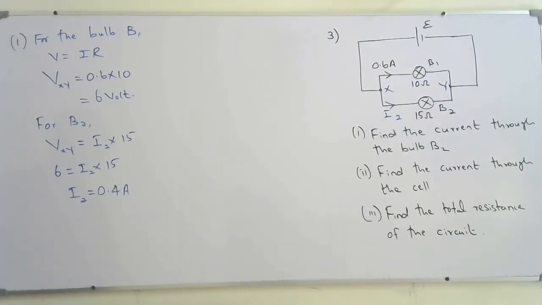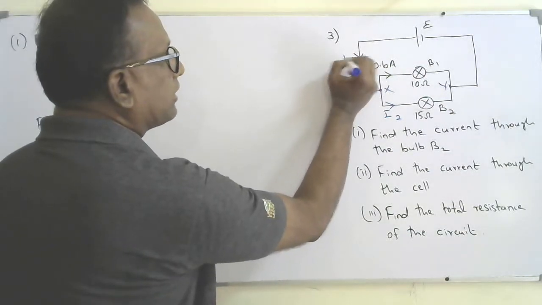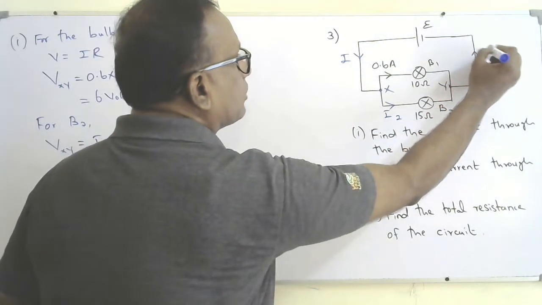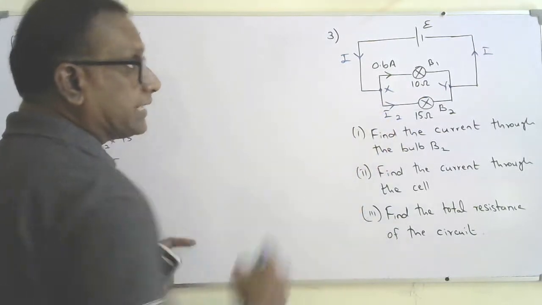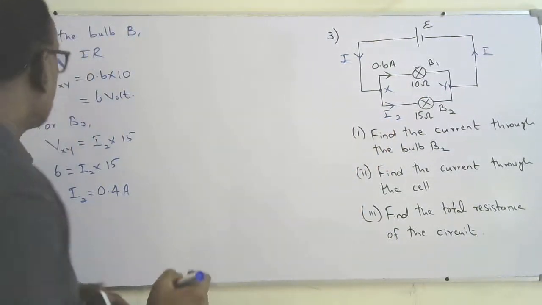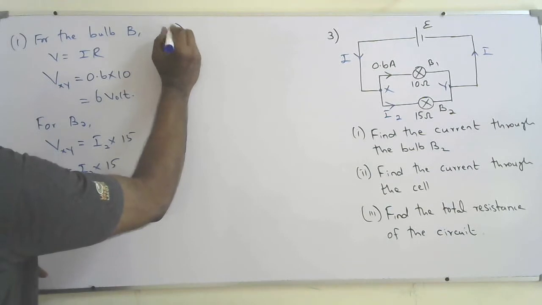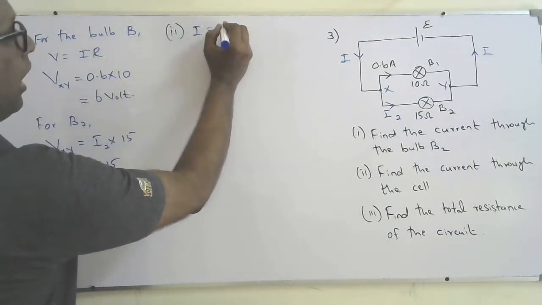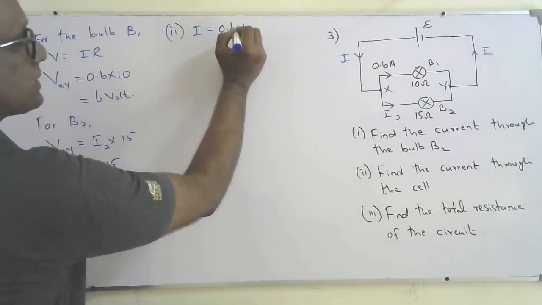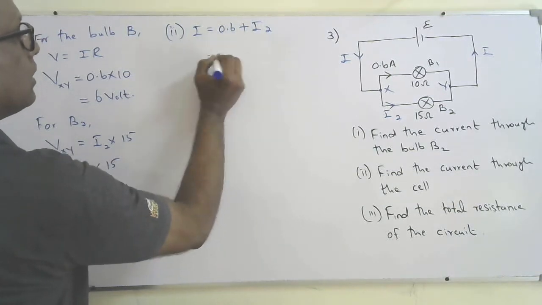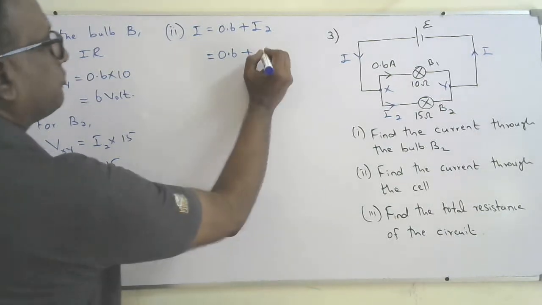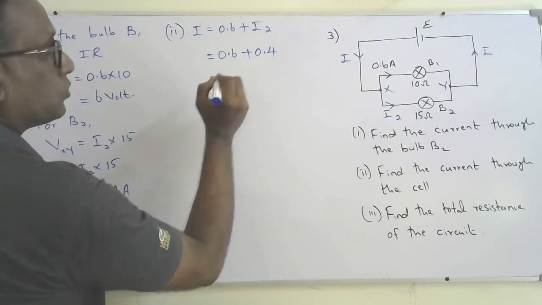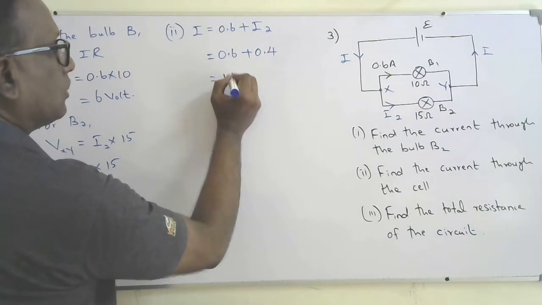Second part, find the current through the cell. If I say the current through the cell is I, according to Kirchhoff's first law, the current I will split into 0.6 and I2. So I can answer the second part. I is equal to 0.6 plus I2, and I found I2 as 0.4. So the current through the cell is equal to 1 ampere.